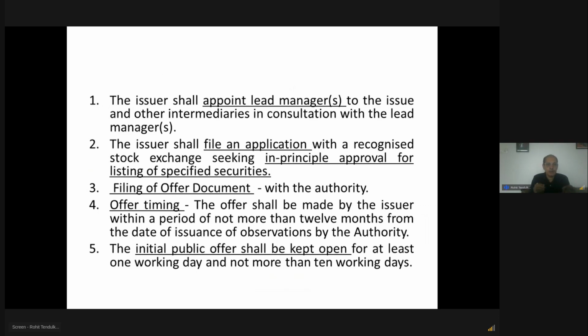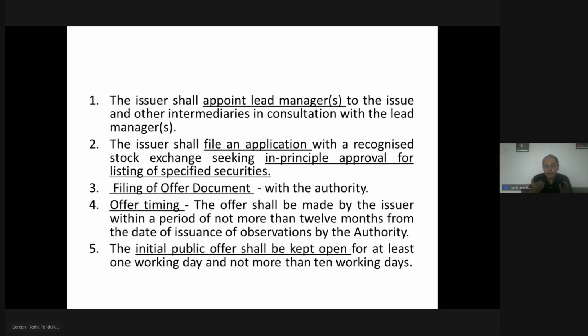Next, the issuer shall file an application with the recognized stock exchange seeking in-principle approval for listing of the specified securities. So the issuer is responsible for filing of the application, filing of offer document. The issuer will file the offer document with the authority, that is IFSCA. Offer timing. The offer shall be made by the issuer within a period of not more than 12 months from the date of issuance of observation by the authority.